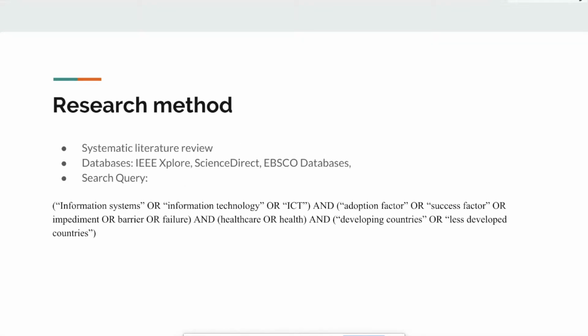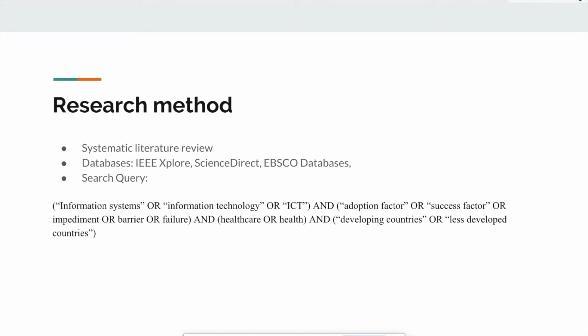Research method. For this thesis, I used a systematic literature review. It's very popular and widely used in the IS research area. For conducting my systematic literature review, I used three databases. The first one is IEEE Xplore, then ScienceDirect and EBSCO databases.